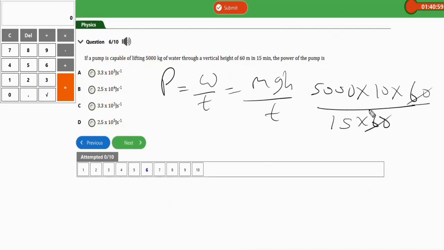This will cancel this. So we are left with, let's punch this in the calculator. Remember, we converted this 15 minutes to seconds. That's why we have 15 times 60. So this will give us 5,000 times 10, that is 50,000, divided by 15. Yeah, we have 3.333333. So this is equivalent to 3.3 times 10 to the power 3 joule per second. The correct option is option A. So let's wipe this now and solve the next repeated question.